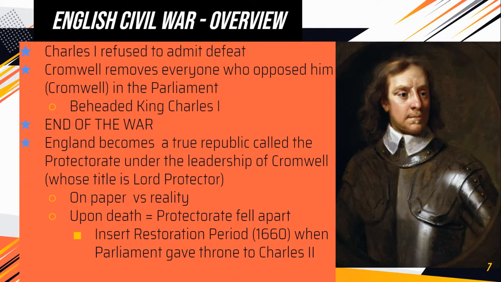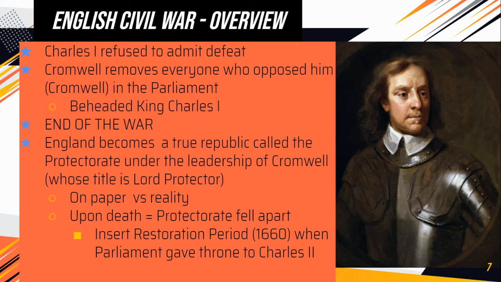So then we're going to go through a play-by-play of events of what happens. After Oliver Cromwell and his New Model Army win, Charles I refuses to admit defeat. Cromwell, a Puritan parliamentarian, does one final battle, crushes the king's remaining forces, and captures the king himself.